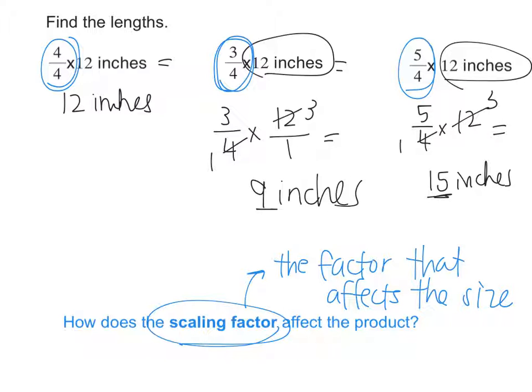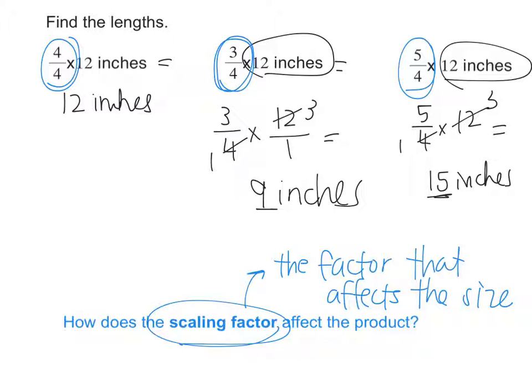We know that fraction, 4/4, 3/4, or 5/4, is the one affecting the size of the product, right? Because the other ones are all the same, 12 inches. Do you see what I mean? Scaling means making something bigger or smaller. You know how when you draw a map to scale, like on your hiking trail, are you really having 60 kilometers or 6 kilometers? No, you're shrinking everything down, but you're keeping the relationship of the distances the same. So that's to scale. Does that make sense? So scaling means you're making something bigger or smaller. So the scaling factor is the factor that's affecting the size.